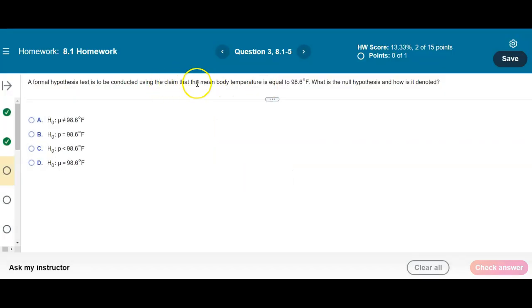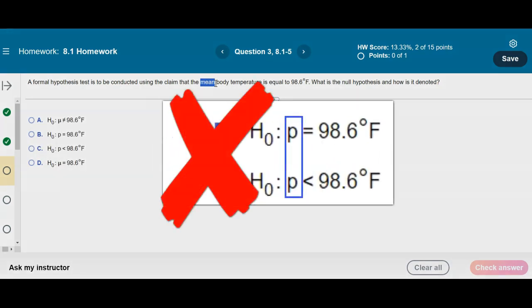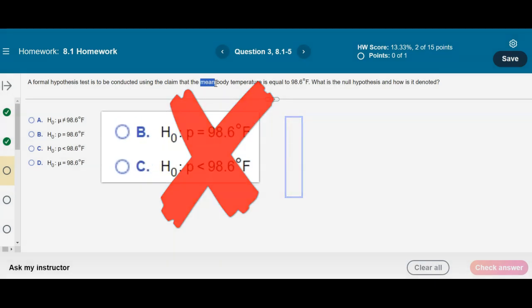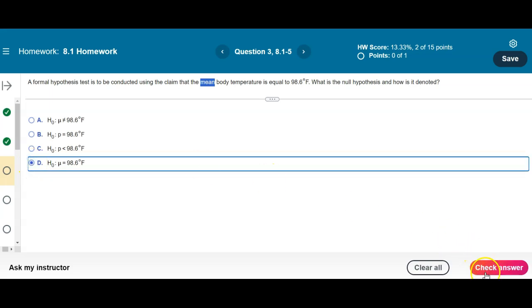Alright, this one, it says the claim is the mean body temperature is equal to. Right, this is the null hypothesis because it's talking about equality, is equal to. How is it denoted? Well, the big thing here is it's the mean body temperature. So we're going to have one of these that has mean in it, and you can see B and C have proportions, P. So it's got to be A or D, and again, the null hypothesis is where we'll have equality. So that's going to be option D for us on this one.